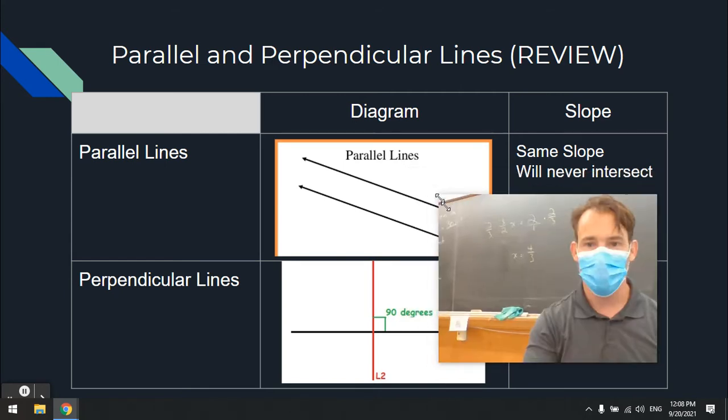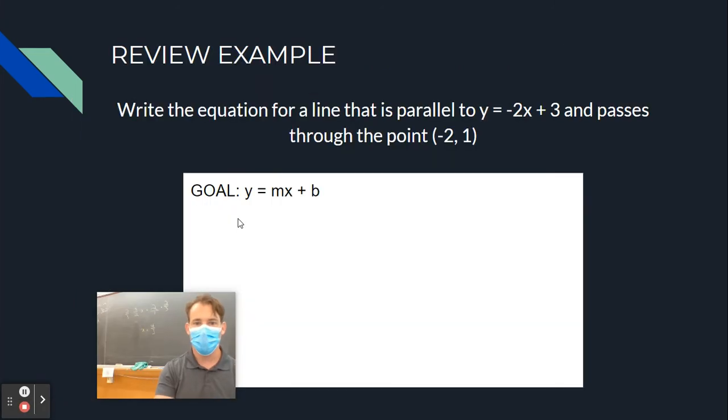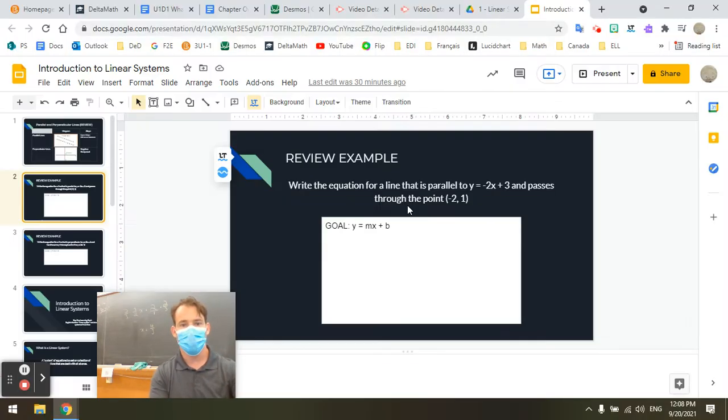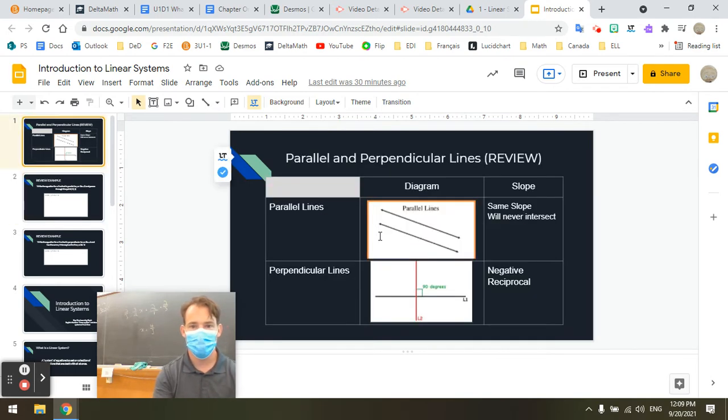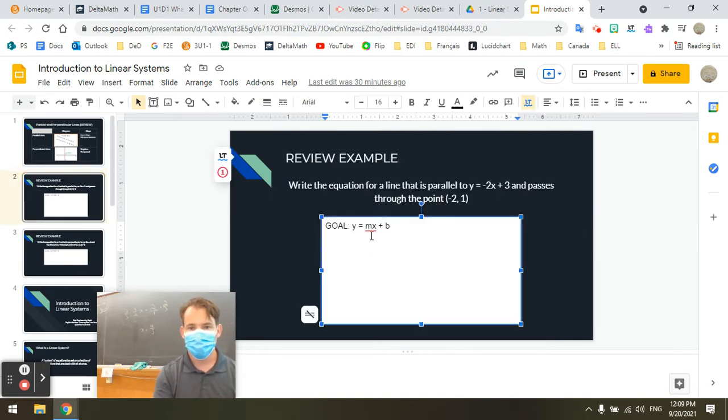Now let's carry on. So those are perpendicular lines and parallel lines. And if we carry on here, let's rewrite this line. We want to write a line that's parallel to y is equal to negative 2x plus 3, and it goes through the point negative 2, 1. Okay? So let's do the work here. We know our goal is to have some equation of the form y equals mx plus b, right? Let's go this way. So how am I going to do that?